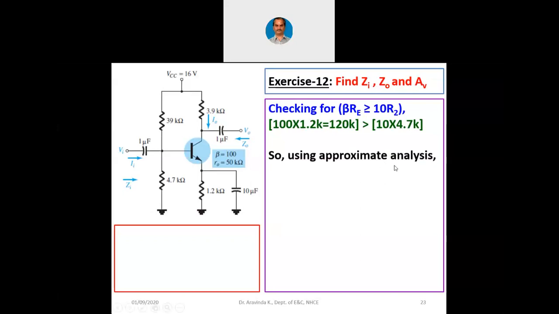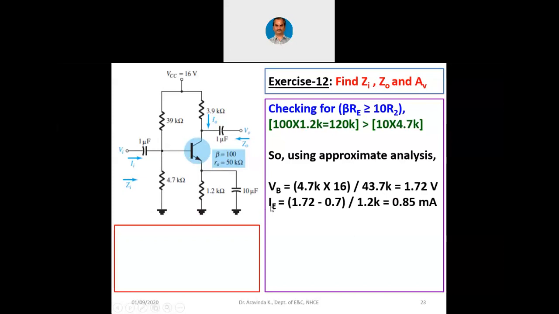So using approximate analysis, VB is 4.7K into 16 divided by 43.7K. What is this? VCC into R2 divided by R1 plus R2. VCC is 16 volts into R2 4.7K divided by 39K plus 4.7K. That is 43.7K. So we get VB as 1.72 volts. When we get VB as 1.72 volts, that minus 0.7 is going to give IE. So IE equals 1.72 minus 0.7 divided by RE 1.2K.